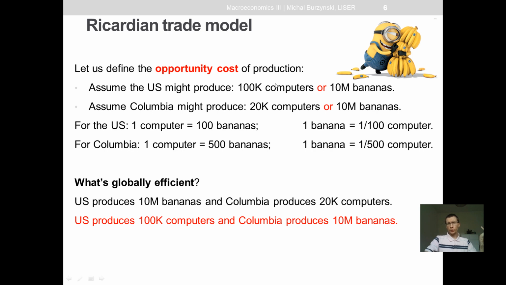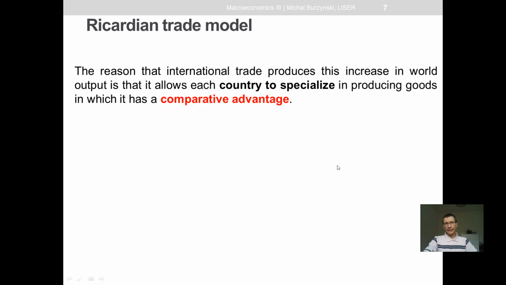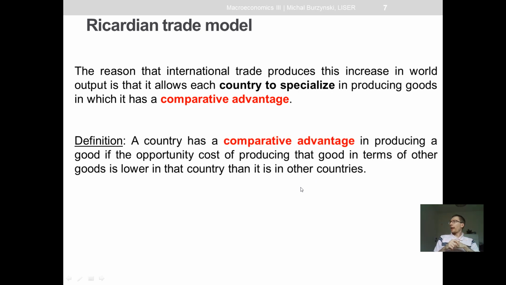So to sum up, we had two countries with two different technologies of production. The technology of production of computers was more efficient in the US than in Colombia, while in terms of relative efficiency, it was more efficient to produce a computer in the United States and more efficient to produce a banana in Colombia. And this is exactly the concept of comparative advantage, that is, the fact that a country is relatively more productive in producing a particular good than the other country.